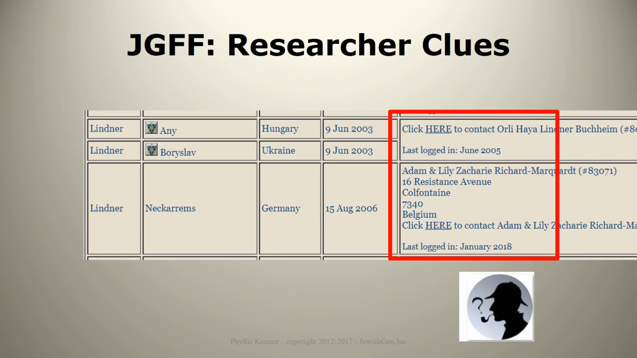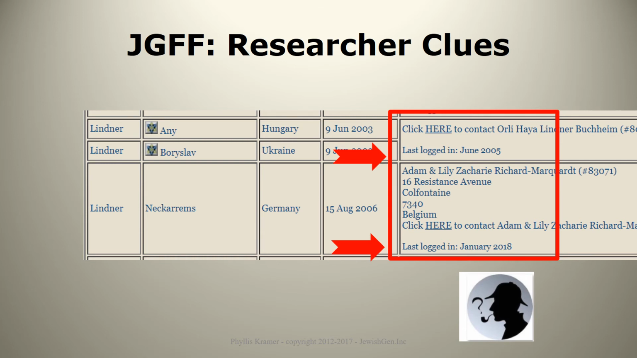Let's talk about researchers and their clues. There are two researchers I've picked out here, but one last logged in June 2005. I know that if I write to this person, I'm not going to get an answer, or the chances are I'm not going to get an answer. They haven't been on since June 2005. But the next person logged in January 2018, there's a good chance I'll get an answer.